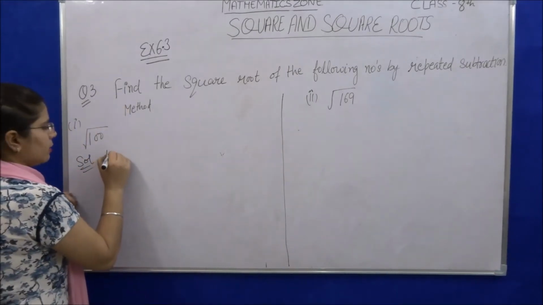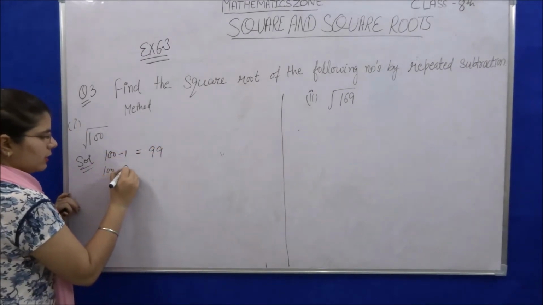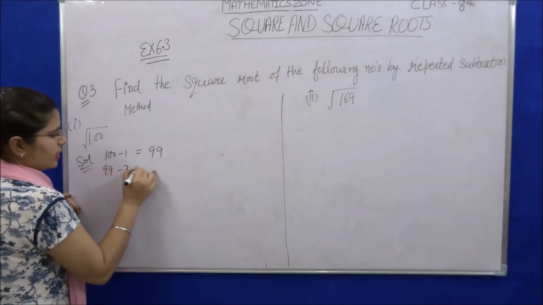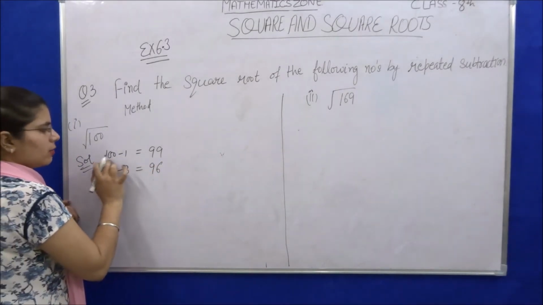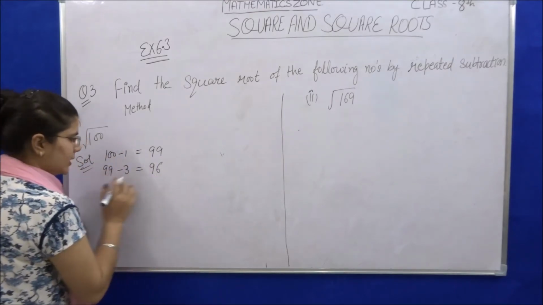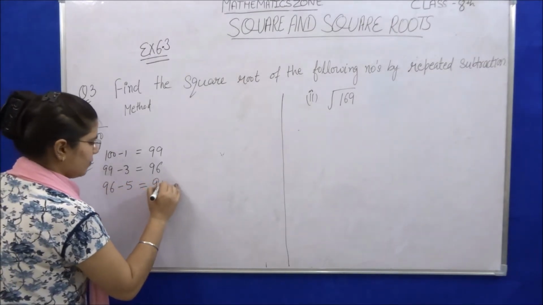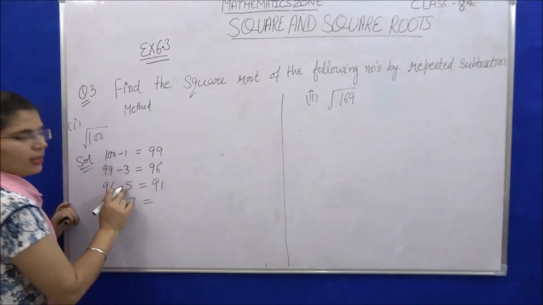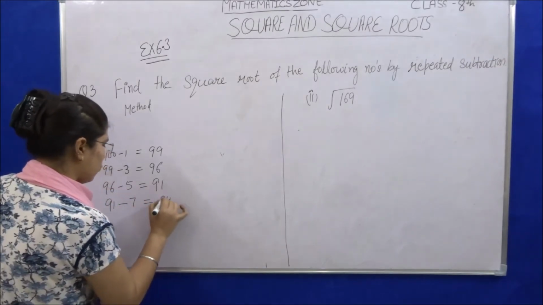So here 100 minus 1 will be 99. अब 1 के बाद कौन सा odd number आता है? 3. तो 99 minus 3 that will be 96. अब हमने जो 3 को subtract करना है वो 100 में से नहीं करना, जो हमारा आंसर है उसमें से करना है. So 96 minus 5 will be 91. 5 के बाद odd number 7. So 91 minus 7 will be 84.